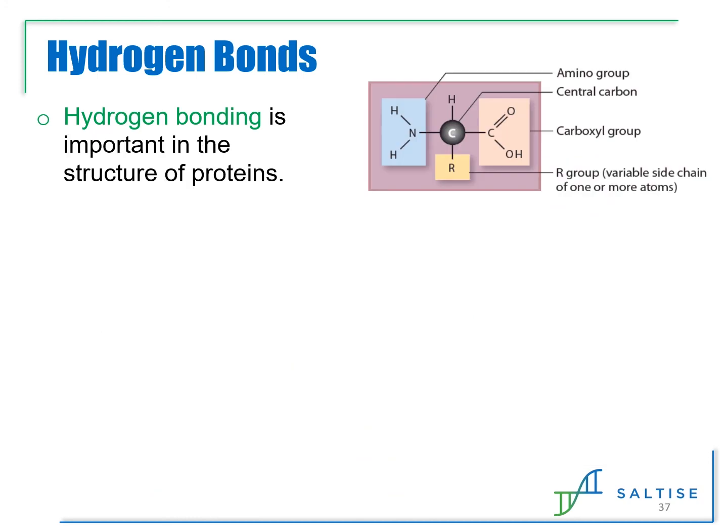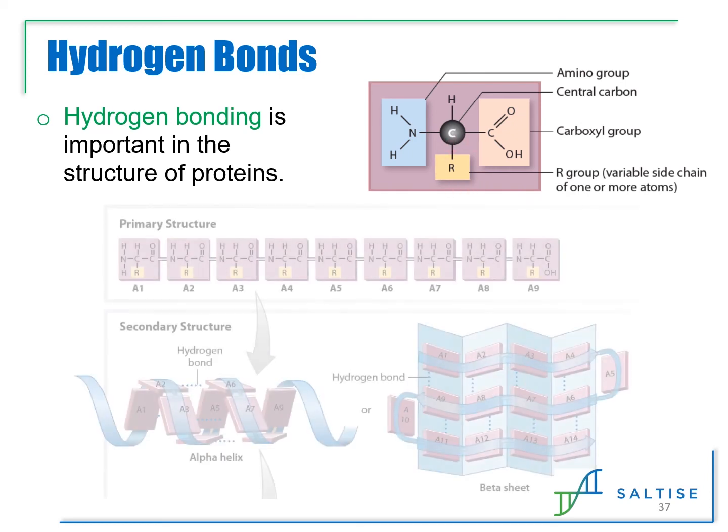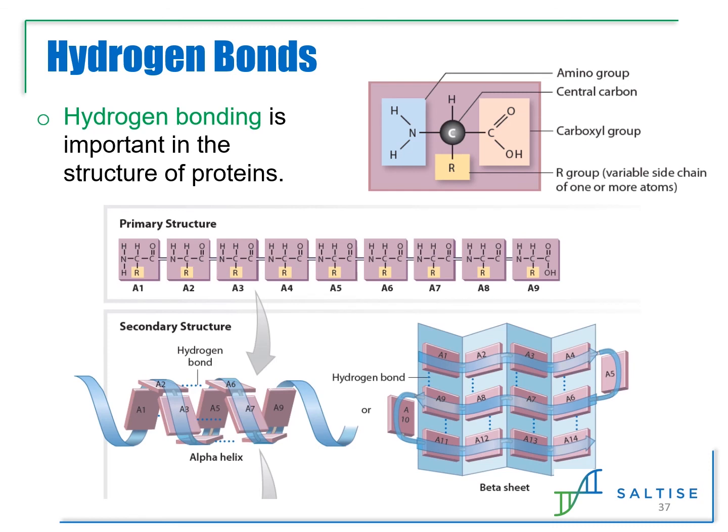Hydrogen bonding is also important in the structure of proteins. Proteins are made up of building blocks called amino acids, and amino acids have this general structure, where the only difference lies in what is in the R group. When several amino acids are linked together, they create what is called a polypeptide chain, as shown here. It's described as a primary structure for proteins.